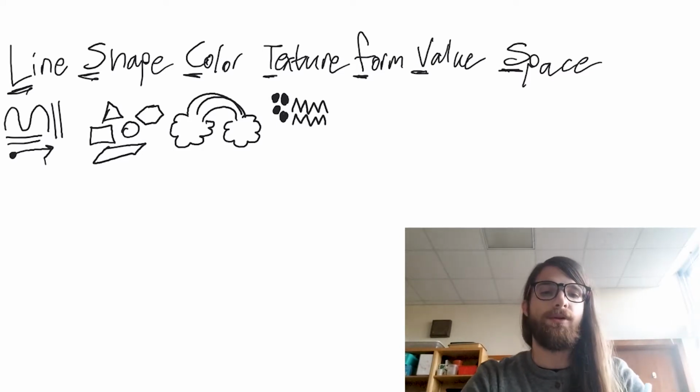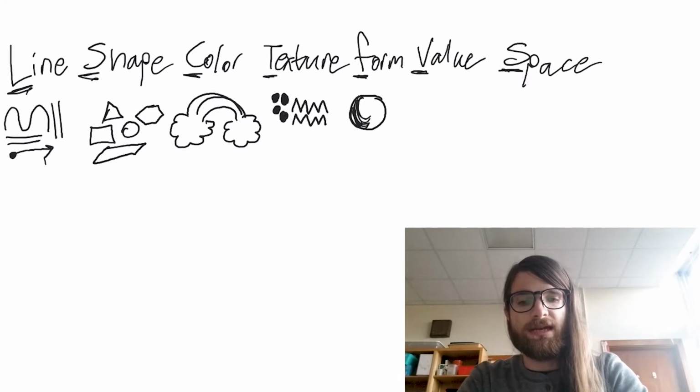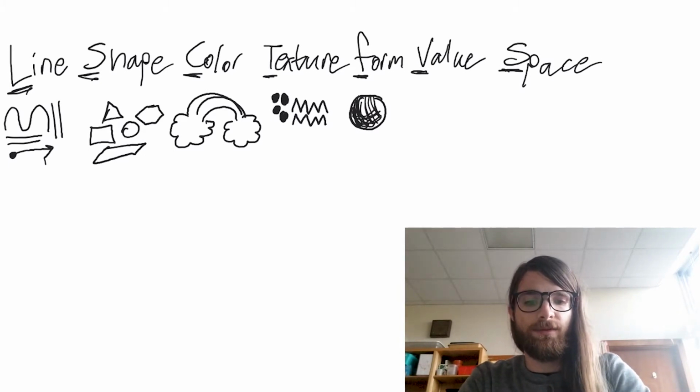Okay, and then form. So for form, remember form is 3D. So form is going to take a little bit longer, but I'm going to start drawing a ball, and then I'm going to shade it as if there's a light up there to make it look 3D. And then we'll put a little shadow underneath it. And we'll learn more advanced ways of shading later. But for right now, this is kind of all we're going to do.